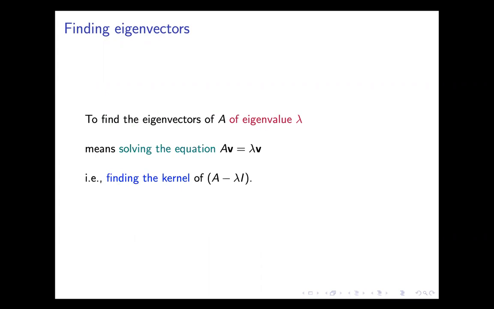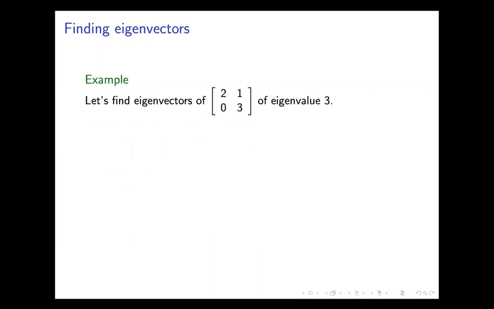So it means, in other words, finding the kernel or the null space of the matrix A minus lambda I. So we first find eigenvalues, and then once we know what the eigenvalues are, the next step is to find the eigenvectors. We know that one of the eigenvalues of this matrix is 3.